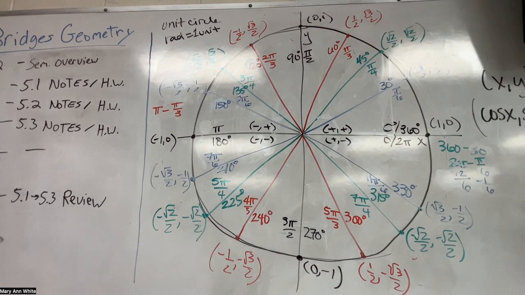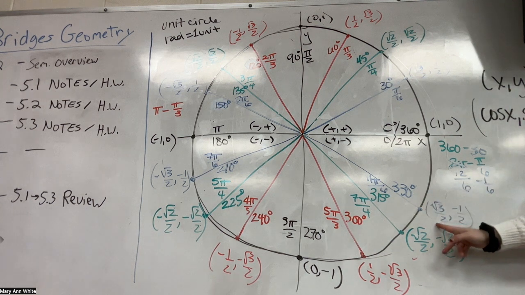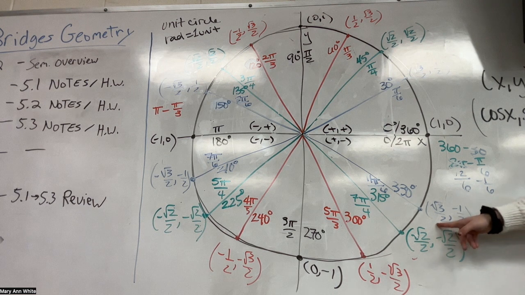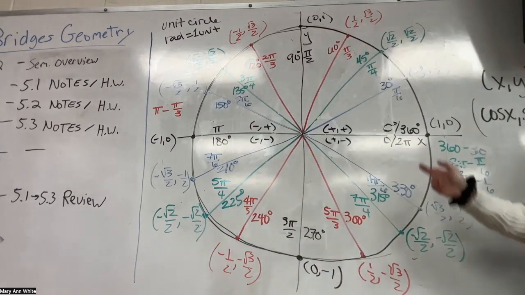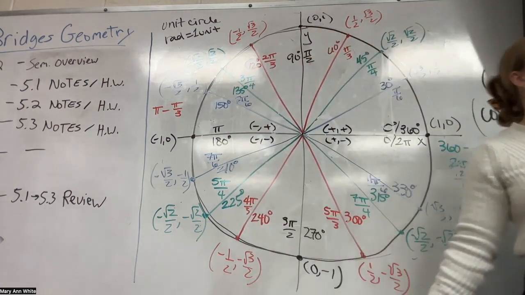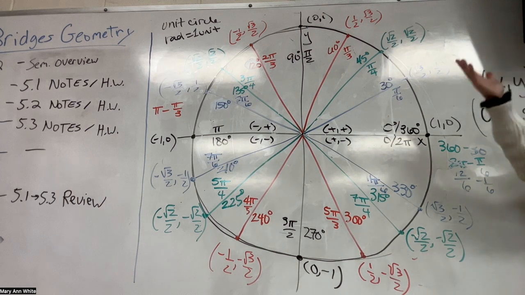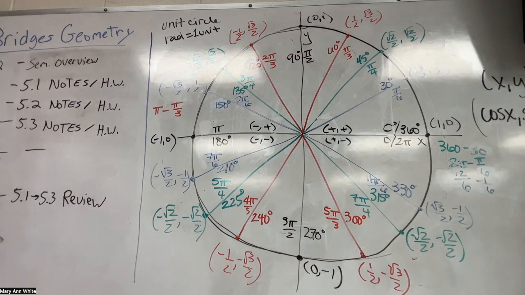If I said, hey, what's cosine of, I don't know, 330? Well, cosine's your X value. So we go to 330 and we get root 3 over 2. Isn't that crazy? And we could do this all day. These are the important ones that you will need to know, that we're going to know by heart, and that are going to come up in this chapter and the next chapter. Okay, let's go even further.